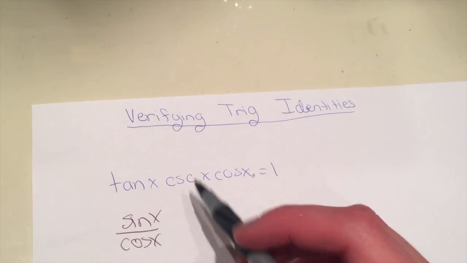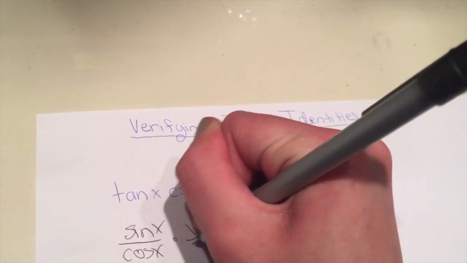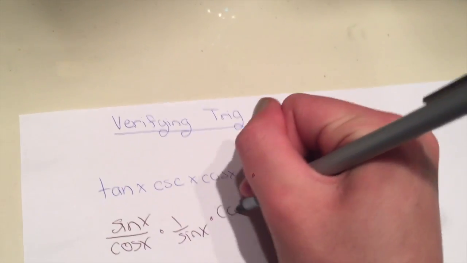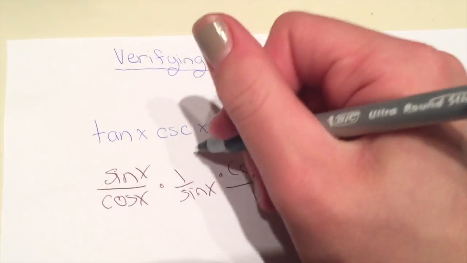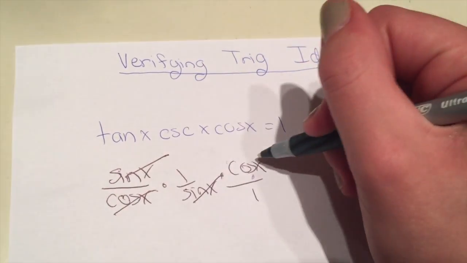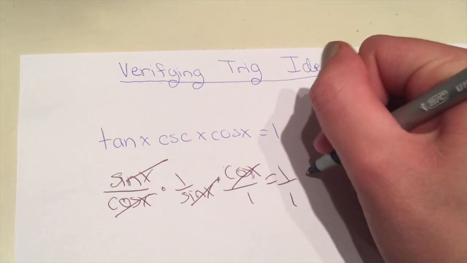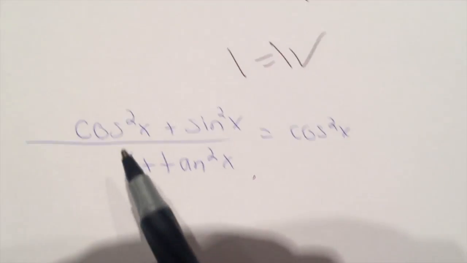Cosecant x you can simplify to 1 over sine x by the reciprocal identity. And cosine x you can just leave the same. Now, you can start to cross things out. So sine x cancels out with sine x over here. Cosine x cancels out with cosine x over here. And you're left with 1 over 1, which equals 1. So 1 equals 1. This was an easy one. Now let's move on to the next example.